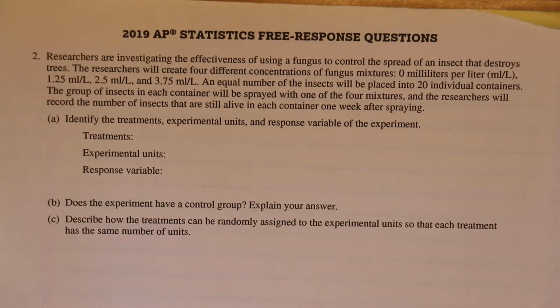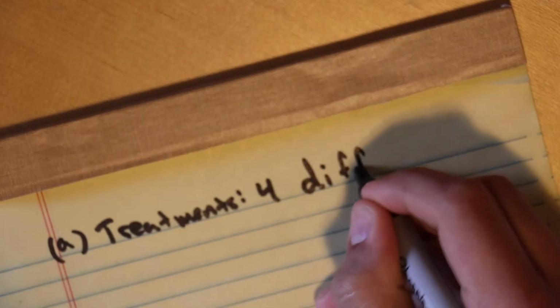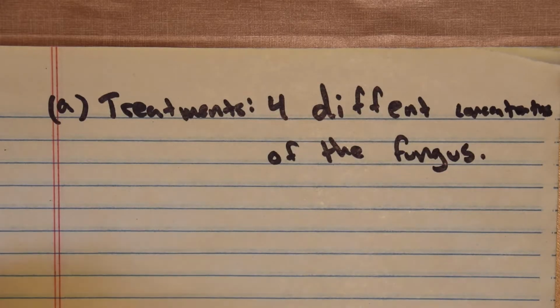Question A, identify the treatments, experimental units, and response variable of the experiment. Okay, so by looking at your responses on your Desmos, I feel like we essentially got treatments correct. So the treatments in this case are the thing that we are imposing upon the units. So the treatments are the sprays with 4 different concentrations of the fungus. We pretty much did a great job there.